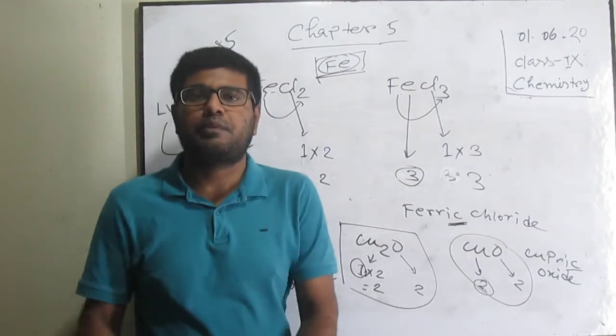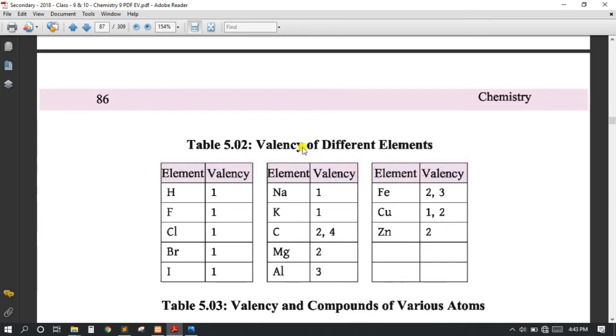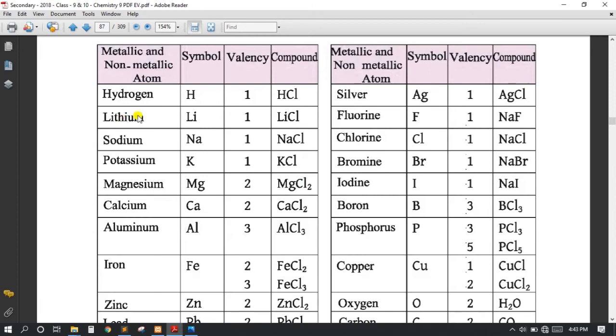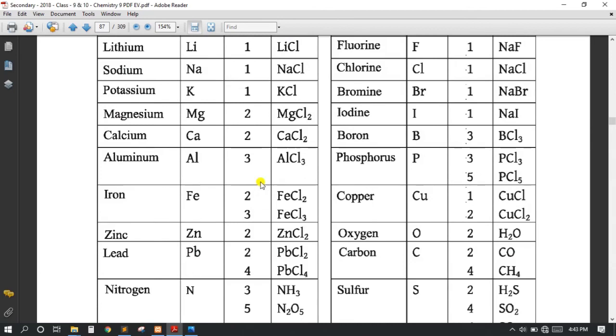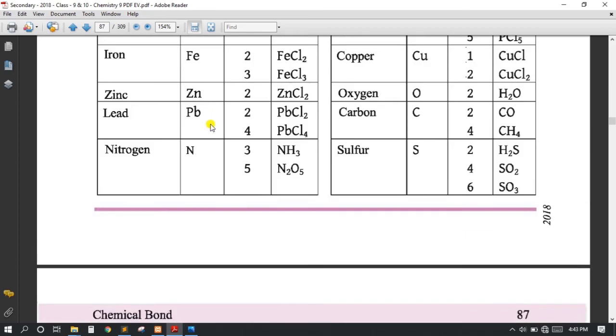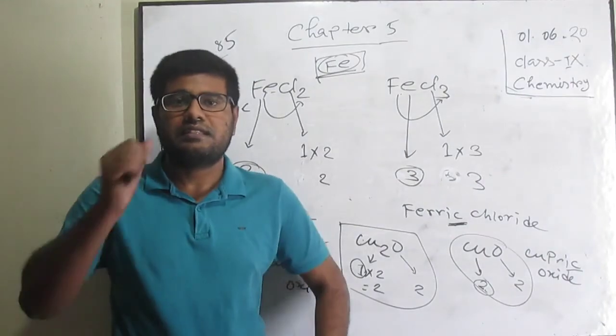I am going to my laptop screen again. On page number 83 some valencies are given, so we should memorize them. And here, in case of compound formation, valency is also given, so we should memorize this too. Suppose for sulfur its variable valency is 2, 4, 6. In case of carbon 2, 4. In case of lead 2, 4. In case of nitrogen 3, 5. So you should understand and memorize these values.